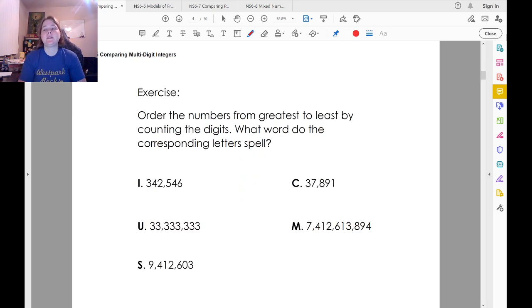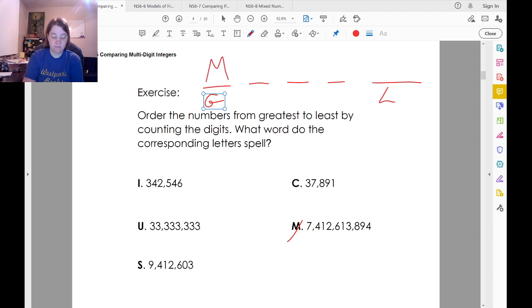They want us to order these from greatest to least by counting the digits. They don't even want us to look at what the numbers are. They just want us to see that these smaller numbers are going to come first and the bigger numbers are going to go last. So they want us to go from greatest to least, and there are 5. So let's go ahead, let's find the biggest number. Which of these is the longest number? The number with the most digits?